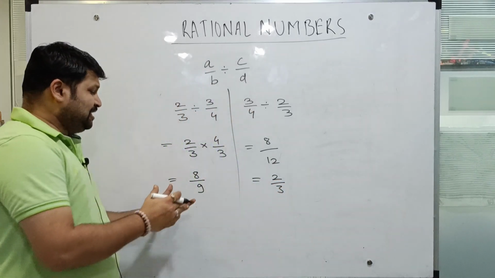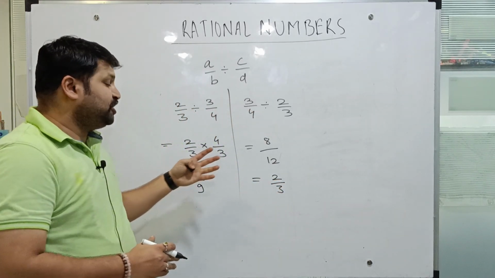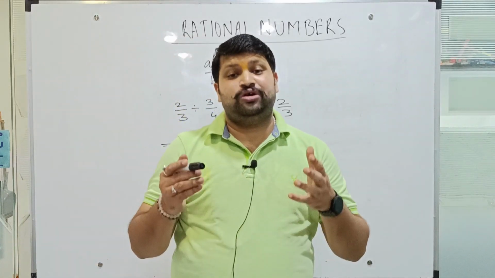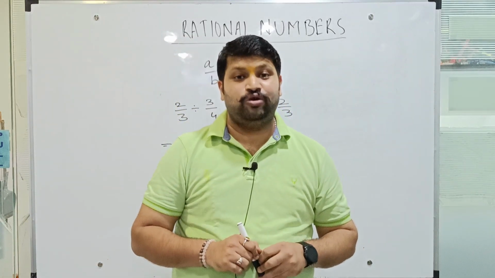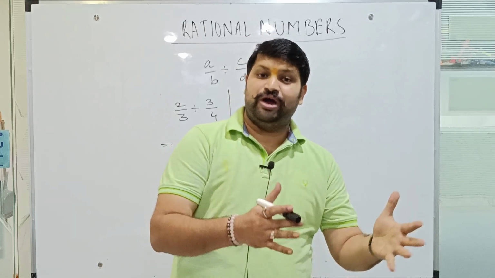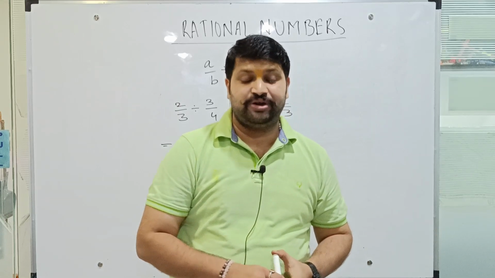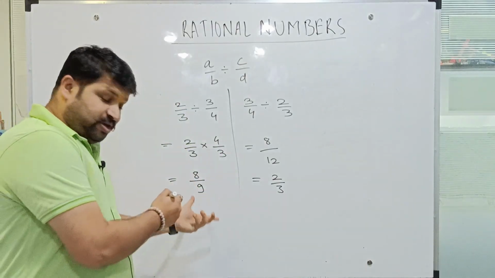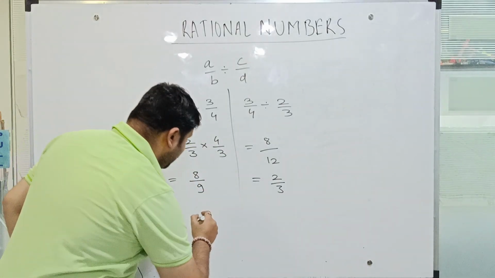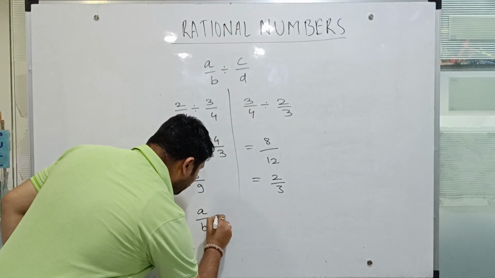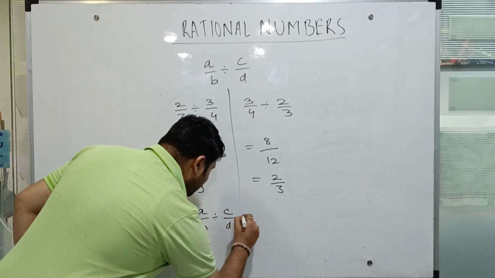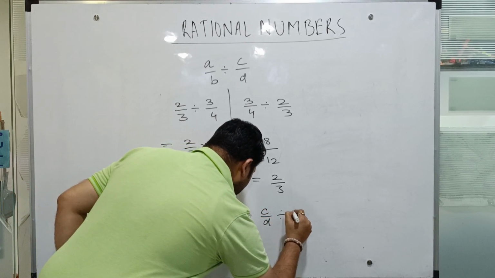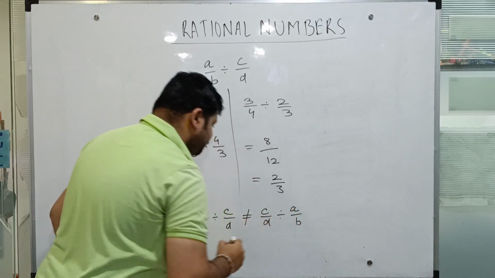So we can clearly see that my left hand side is not equal to my right hand side, telling me that division of rational numbers does not follow commutativity. Now let's go ahead and check out whether it follows associativity or not. So from here we can conclude that a upon b divided by c upon d will not be equal to c upon d divided by a upon b.